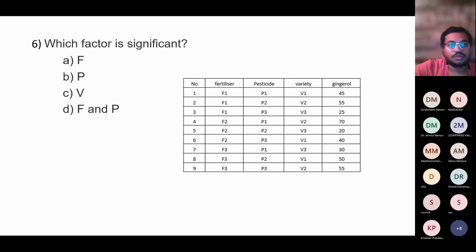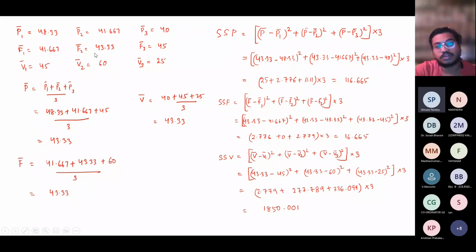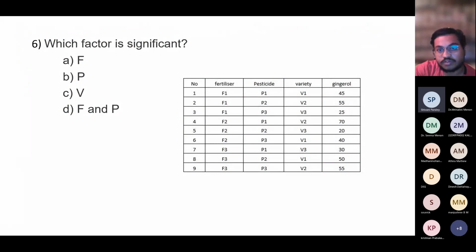So first, what we'll do is like we did for pesticide one, fertilizer. Sir, can you please elaborate the procedure for question number 3? Yeah, so here what we'll do is first we'll calculate all the sum of squares. Sir, can you please elaborate the procedure for question number 6? Yeah, I'm coming to that.